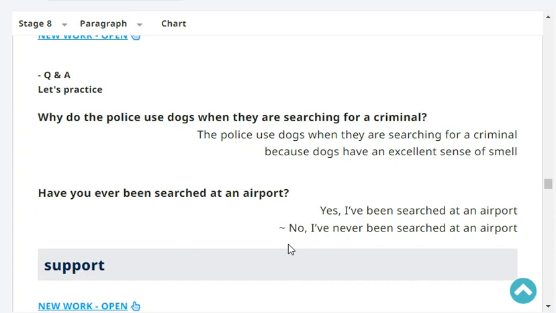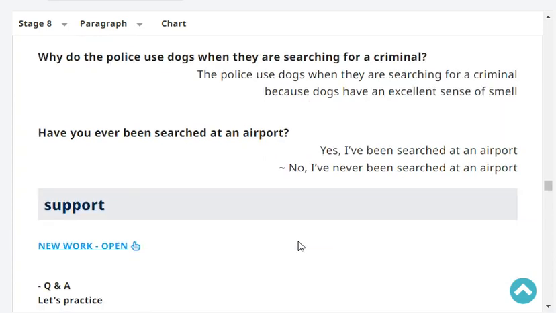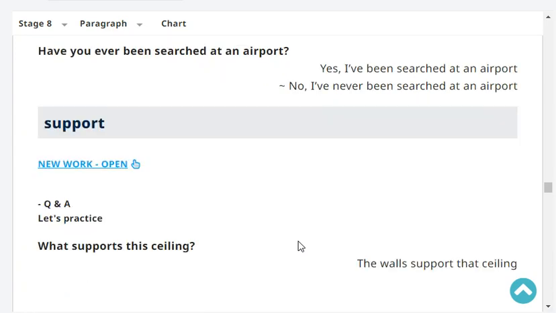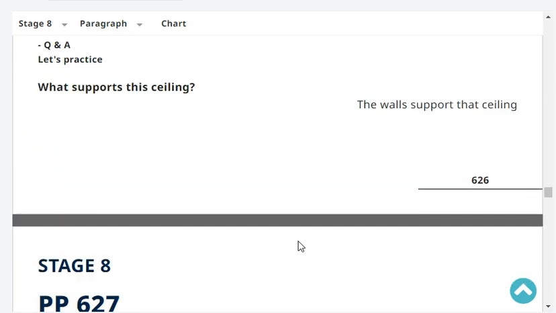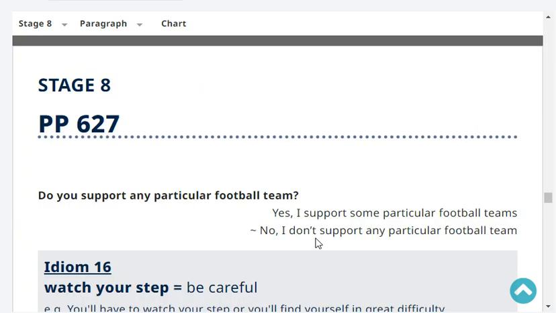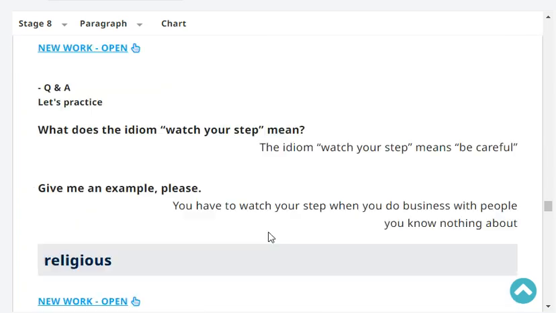Have you ever been searched at an airport? Yes or no? No, I've never been searched at an airport. What supports this ceiling? The walls support the ceiling. Very good. Do you support any particular football team? Yes or no? No, I don't support any particular football team.